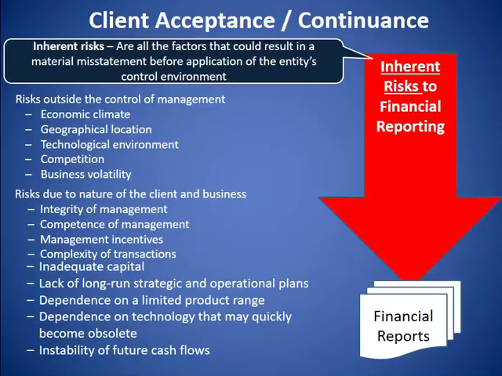We know there are risks that occur outside of the control of management. What that really means is that management has to have some type of risk assessment program that says these are the things that can go wrong in our environment. What type of controls or processes can we create to ensure that those risks that we cannot control, we can mitigate? And then also there's risk due to the nature of the client and the business.